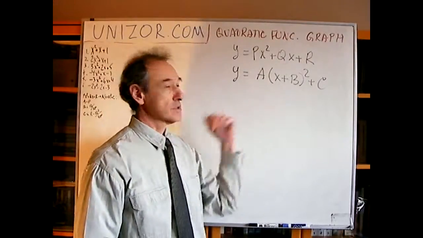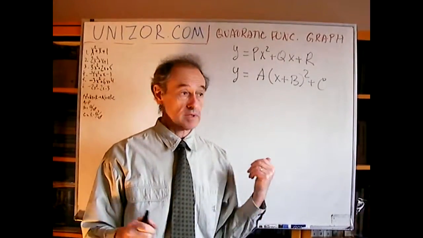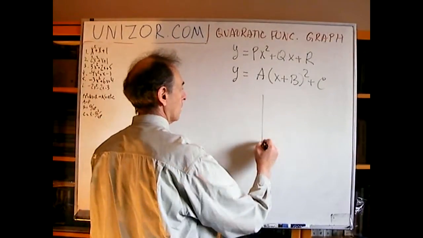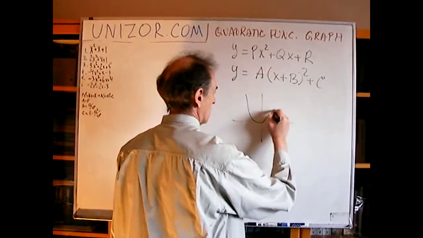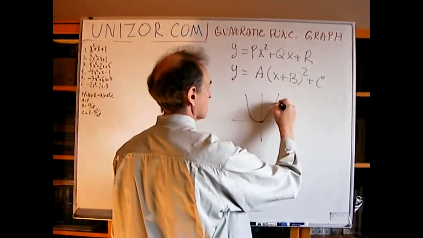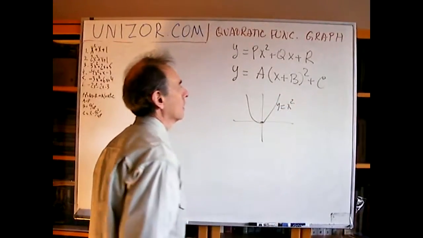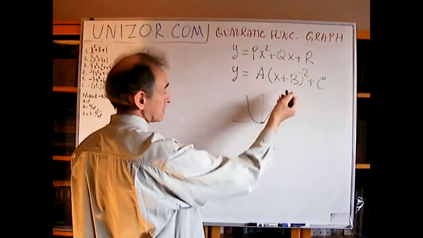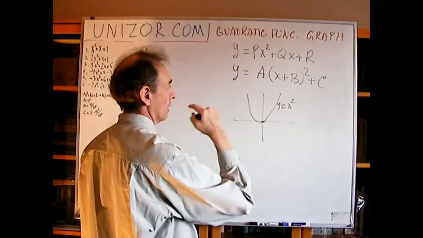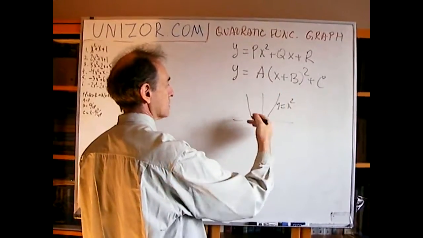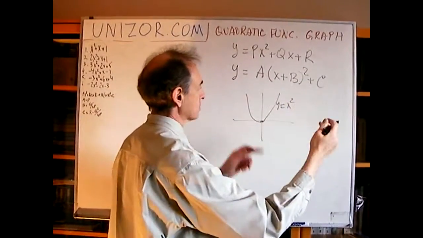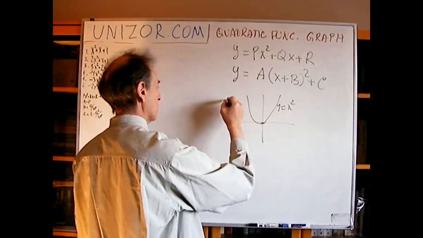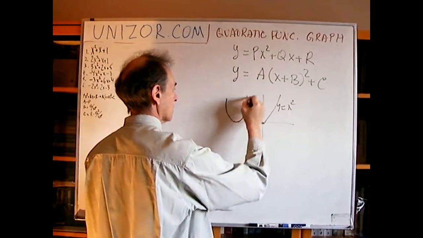Now, how does this parabola look? That's very easy. You start from the regular parabola, which is something like this. y is equal to x squared. You shift it to the left by b. If b is positive, it's to the left. If b is negative, it would be to the right by the absolute value of b. But in any case, you shift it to the left by b, so it will be something like this.